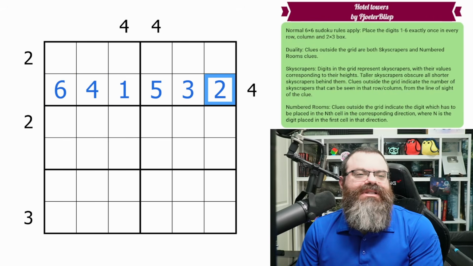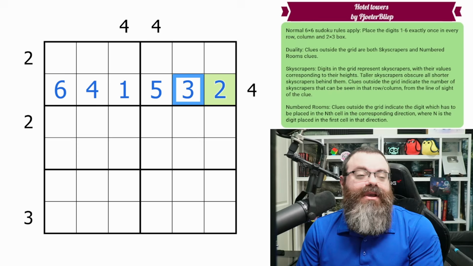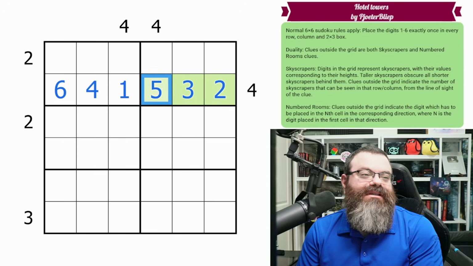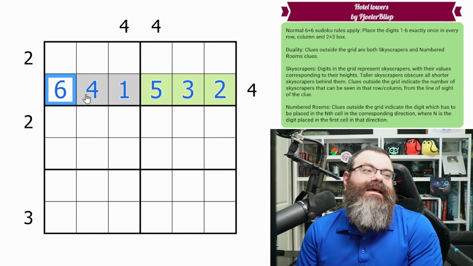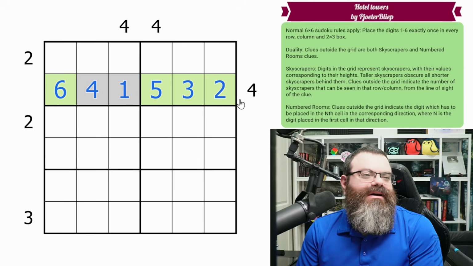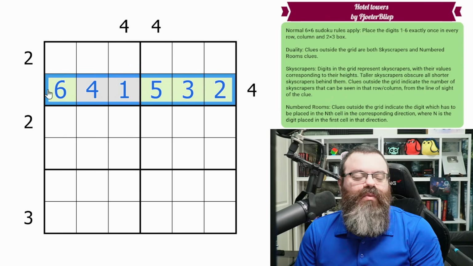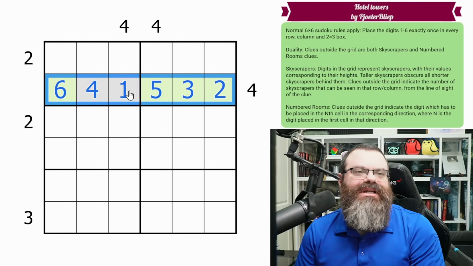So we do see the 2. Now the 3 is bigger than all the ones before it, so we do see the 3. 5 is bigger than all the ones before it, so we see the 5. 1 is smaller. 4 is smaller than the 5. And then the 6 is always seen because it's the tallest. So if we count the green cells, there are 4 green cells. So this would be one way to fulfill that 4 skyscraper.